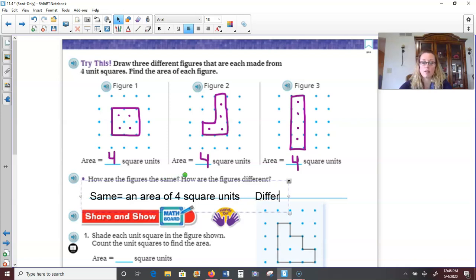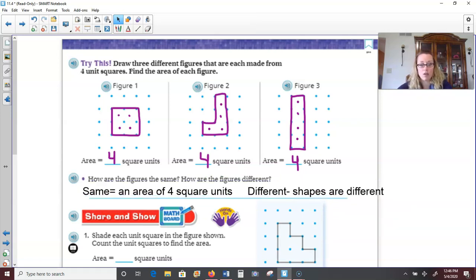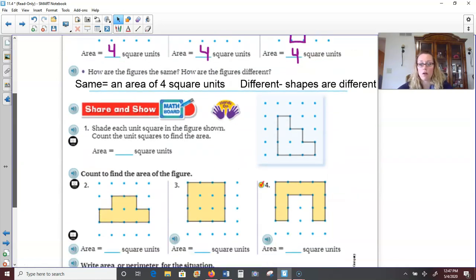Okay, and then different shapes are different. You don't have to write complete sentences here. You can just jot down your thoughts, but we need to answer both of those questions, that the figures are the same because they have an area of 4 square units, and different because the shapes are different. The shapes themselves are different.